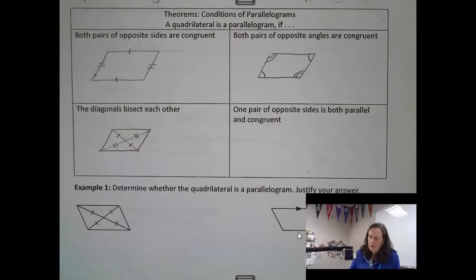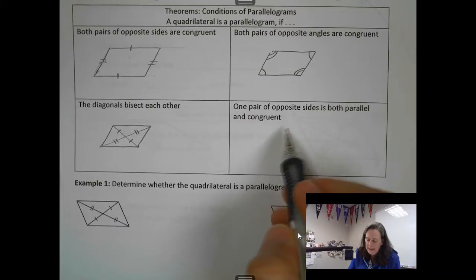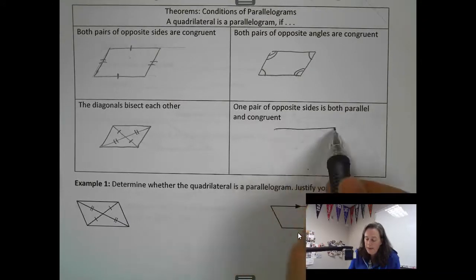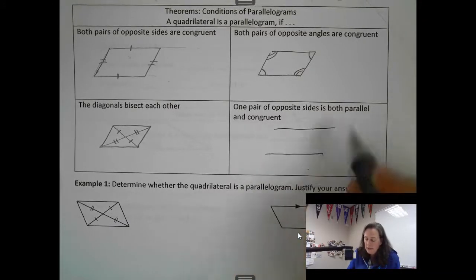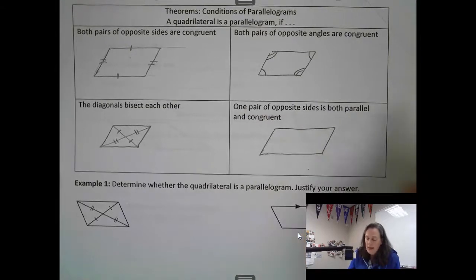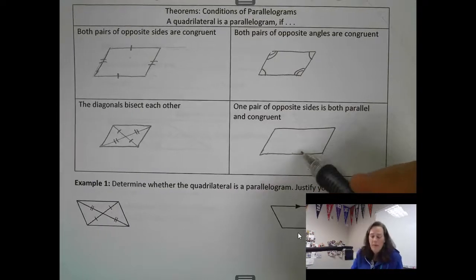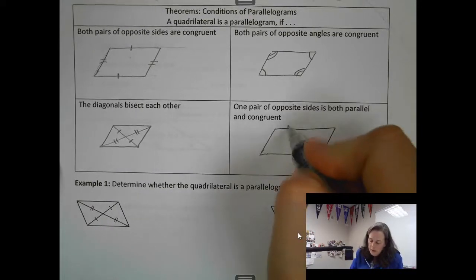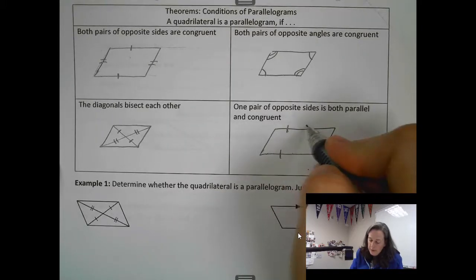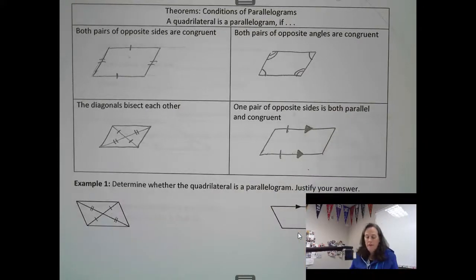And then this one's different. We didn't talk about this one already. One pair of opposite sides is both parallel and congruent. So if you know you've got a quadrilateral and one pair of opposite sides, could be either, but I'm going to pick the top and the bottom, are congruent and parallel. That's enough to say, yep, that's a parallelogram.